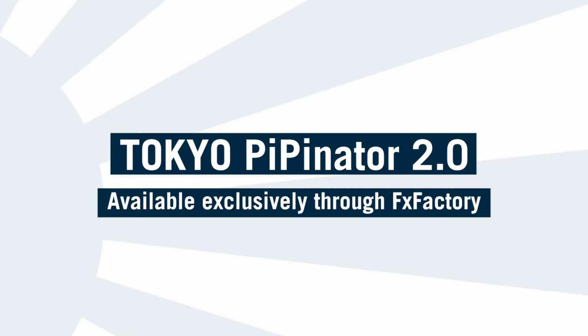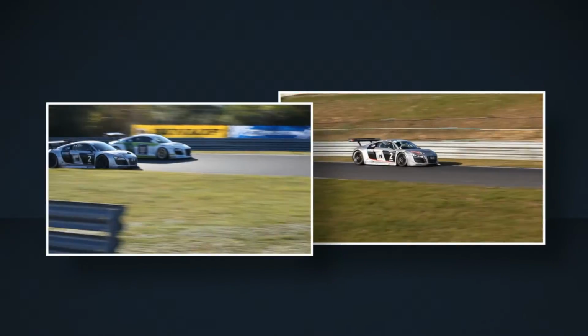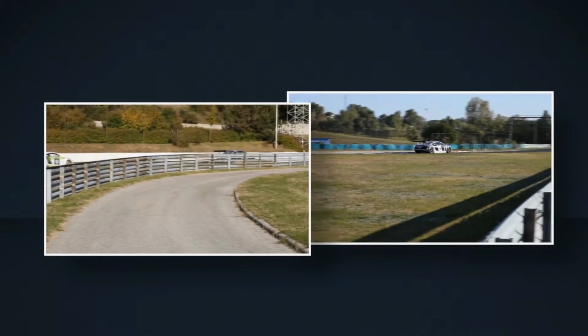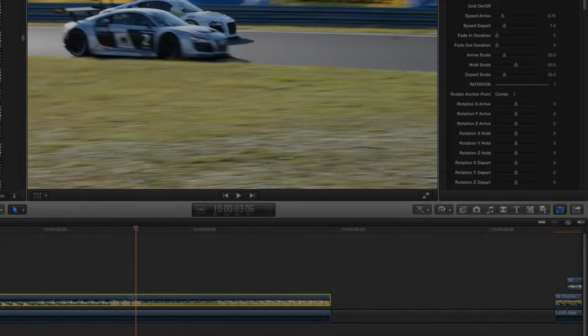Hello and welcome to this tutorial, which takes you through using version 2.0 of Tokyo PiPinator, the advanced yet simple to use picture-in-picture effect for Final Cut Pro 10 that gives you powerful animation capability without any need for keyframing. So let's take a closer look.